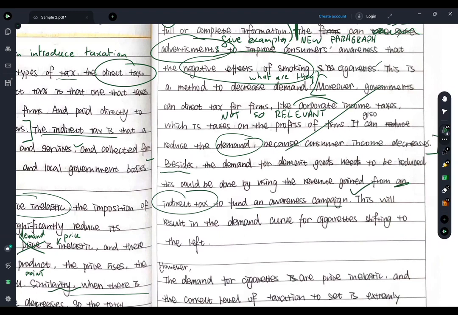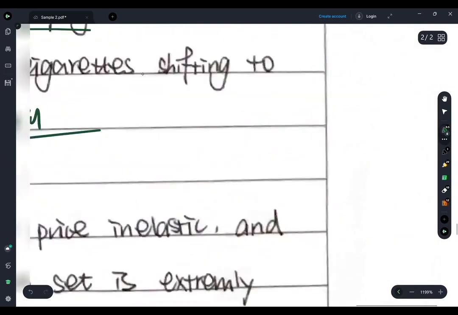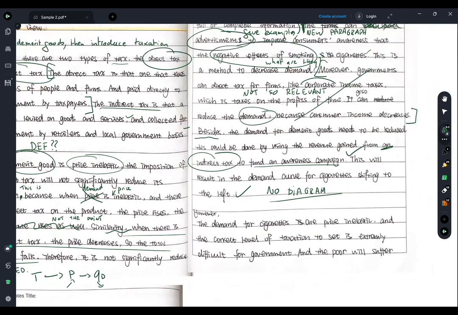This will result in the demand curve for cigarettes shifting to the left. Okay, so a decrease, but you see that there is still no diagram. It would have been useful to use at least one diagram for this answer. However, the demand for cigarettes is price elastic. Okay, you see the structure of the essay is really bad. It's just so hard to follow the different steps.